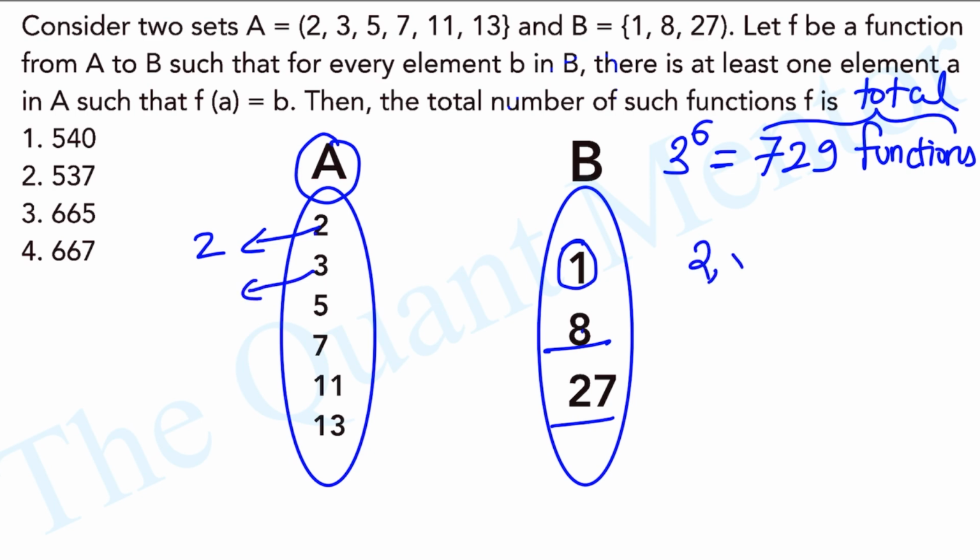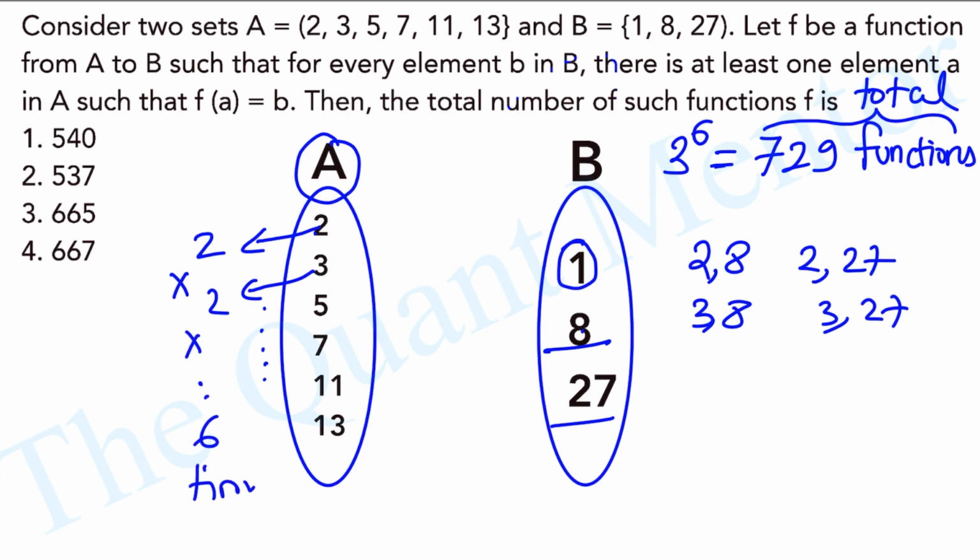So you can only write (2, 8) and (2, 27). Same for the element 3. 3 will also have 2 choices, (3, 8) and (3, 27). Like that, every element in set A will have 2 choices, right? So 2 into 2 into 2, 6 times, I could create 2 raised to 6 functions excluding 1.